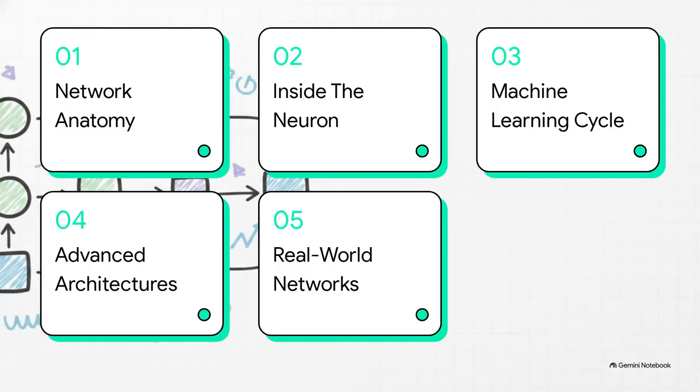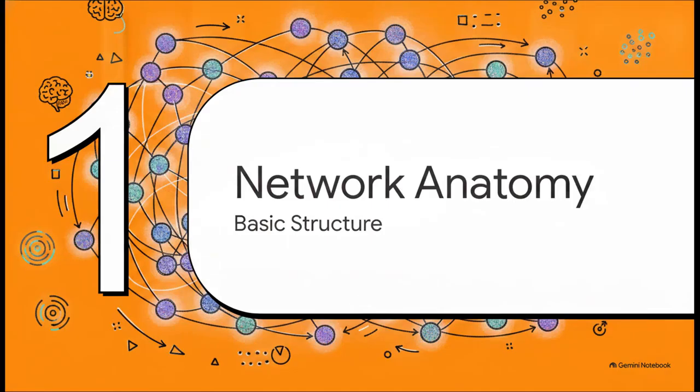Here is our roadmap for today's explainer. We'll start with the anatomy of a neural network, then look inside the artificial neuron, break down the machine learning cycle, explore advanced network architectures, and wrap things up with real-world neural networks. Okay, let's jump right into Section 1, Anatomy of a Neural Network.